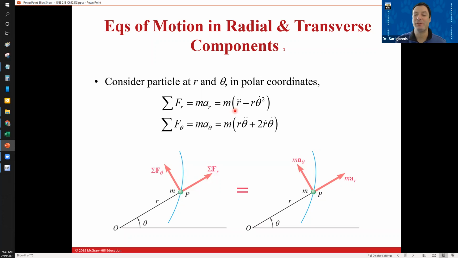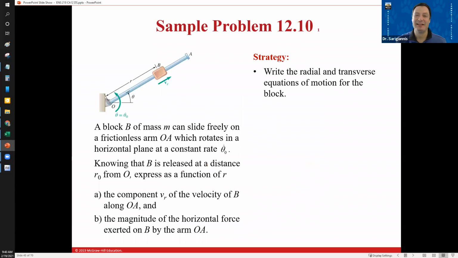So this is what it looks like. It's the mass times the second derivative of R minus R times the first derivative of theta squared. And then we've got R times the second derivative of theta. This is for the theta component of acceleration, plus 2 times the derivative of R times the derivative of theta with respect to time. So this is, again, the shortest section. There's one slide here, and then we're going to do a sample problem.